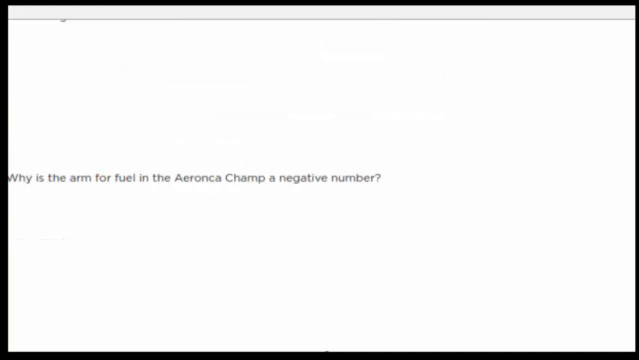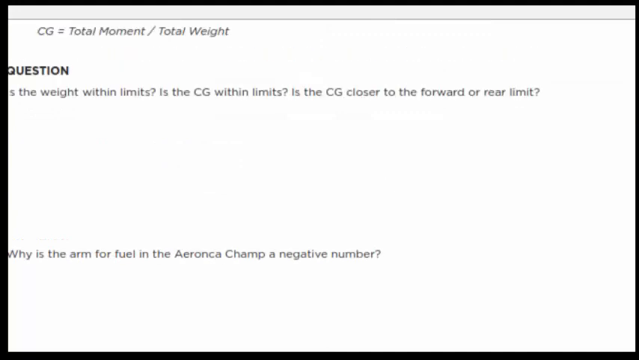So let's scroll down a little bit more. Is the weight within the limits? Is the center of gravity within the limits? Is it closer to or forward of the rear limit? So hopefully we see that our weight is under the gross weight limit of 1,320, and our center of gravity is at 19.1 inches, which is within the limit of 10.9 to 21.5 inches, and it's closer to the rear limit, which means it's loaded slightly aft.